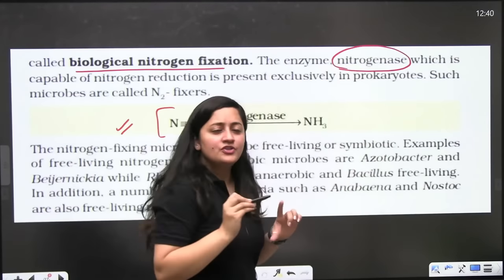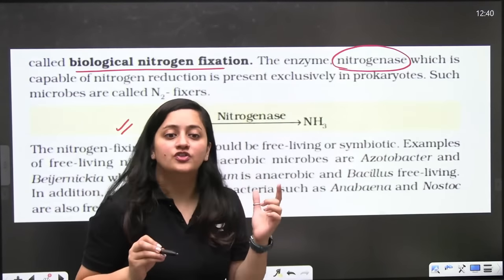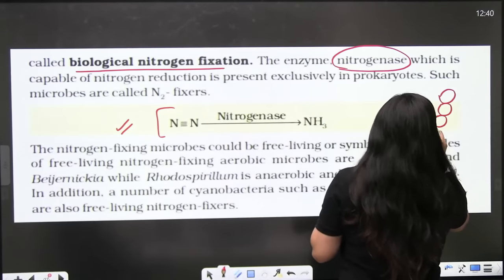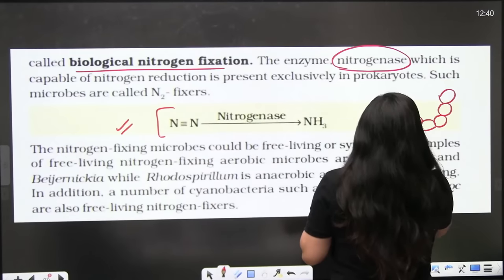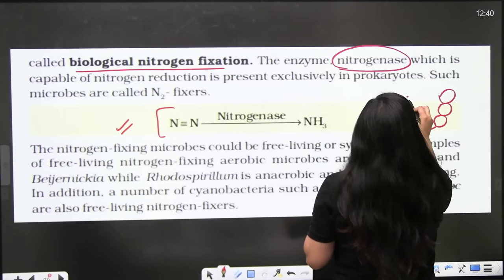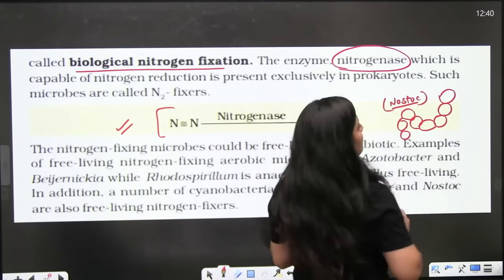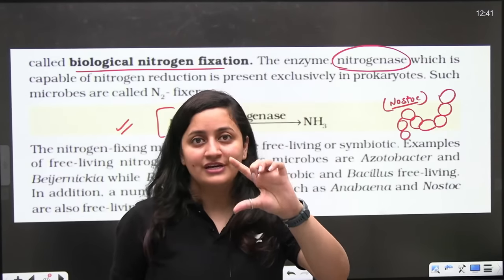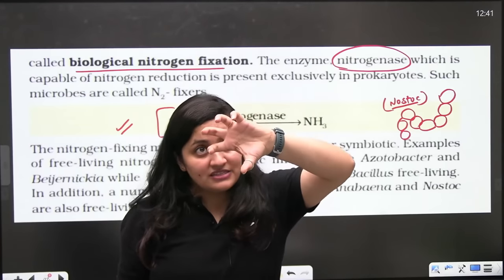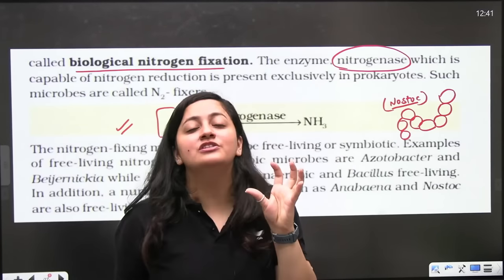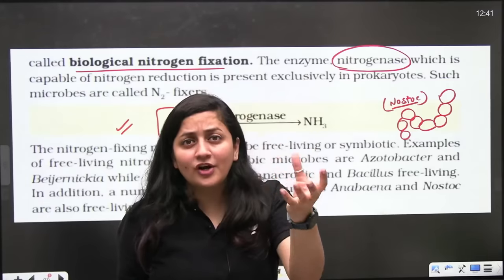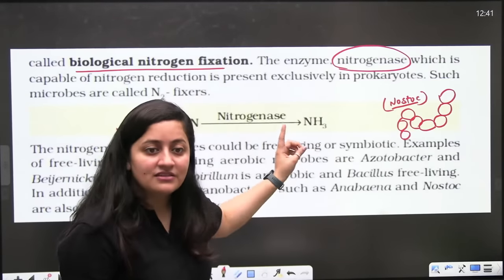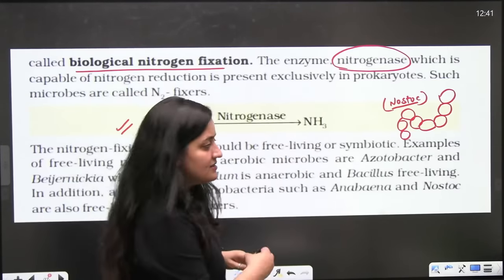Nitrogenase. Remember, bachche, even when we talk about the biological classification, whenever we consider the example of Nostoc, do you remember that? Even at that time, we discuss the heterocyst. We talk about the heterocyst, that it is the one which is responsible for nitrogen fixation. It is not having the oxygen in it. It is having the enzyme, right? Same is the case here. This is how you need to relate it.